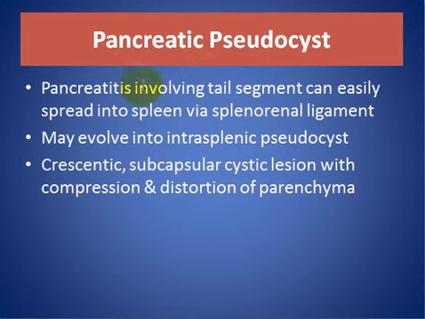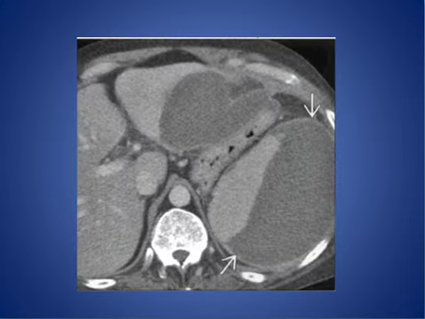Pancreatic pseudocyst: pancreatitis involving the tail segment can easily spread into the spleen via the splenorenal ligament, and may evolve into an intrasplenic pseudocyst, appearing as an eccentric subcapsular cystic lesion with compression and distortion of the splenic parenchyma. Here we have a patient who has two cysts, one in the left lobe of the liver, and another one causing mass effect on the spleen from acute pancreatic inflammation affecting the tail of the pancreas, and this spread to the subcapsular region with compression of the splenic tissue.